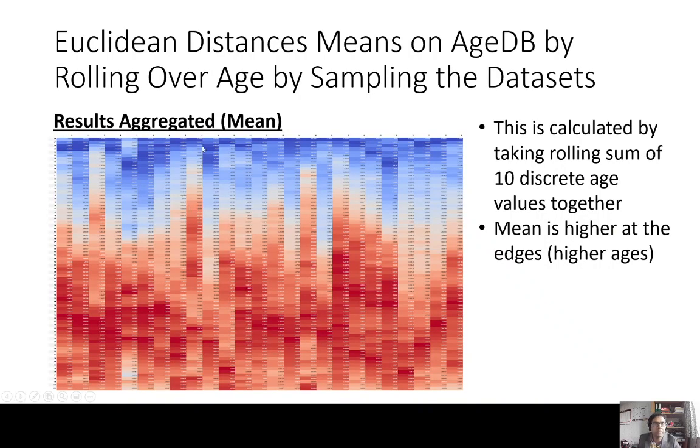So this is results mean aggregated over 10 discrete age values by taking rolling sum of them. So when you take the sum of them, you see that there is a kind of drift, a higher mean at the higher ages and a lower mean at the lower ages. So this starts from, you can see, 24 until 101, for the number of samples.